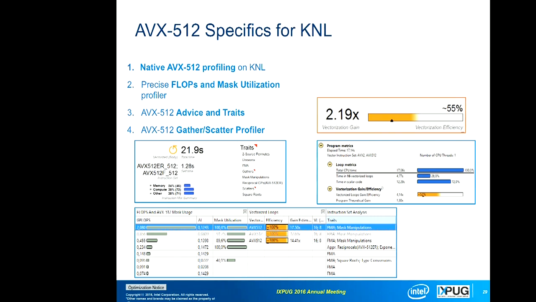Now, some of the things we've added for KNL, I mentioned that we can do the profiling and the precise flops with the mask utilization. I'll talk a little more about the mask utilization and its importance in a little bit. We've updated the advice information that Advisor is going to give you to account for the new instructions in AVX-512 so that the recommendations we give you for is this worth vectorizing or not are more accurate. And we've also added in a gather-scatter profiler. Before, Advisor would just say, your memory is not laid out well, you're not going to be efficient. Now, we're going to look at your gathers and scatters and tell you how much impact we estimate that those are going to have.